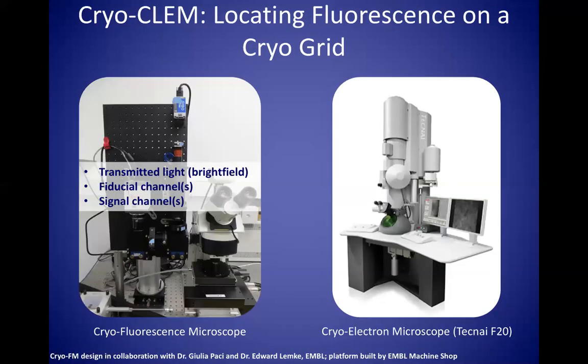So I'm going to walk you through how these correlations work at the microscope and then in the post-processing. On the left will always be the data from the cryo-fluorescence microscope. On the right will always be the data from the electron microscope. In this case, it was a Tecnai F20. And it's important to note that in the cryo-fluorescence, we actually have 3 different types of data. So we have a bright field or transmitted light sample. This is just to look at what the grid looks like. Then if you use fluorescence fiducials, you have a channel for that as well. And then finally, we have the signal channel that actually highlights the protein or function of interest.